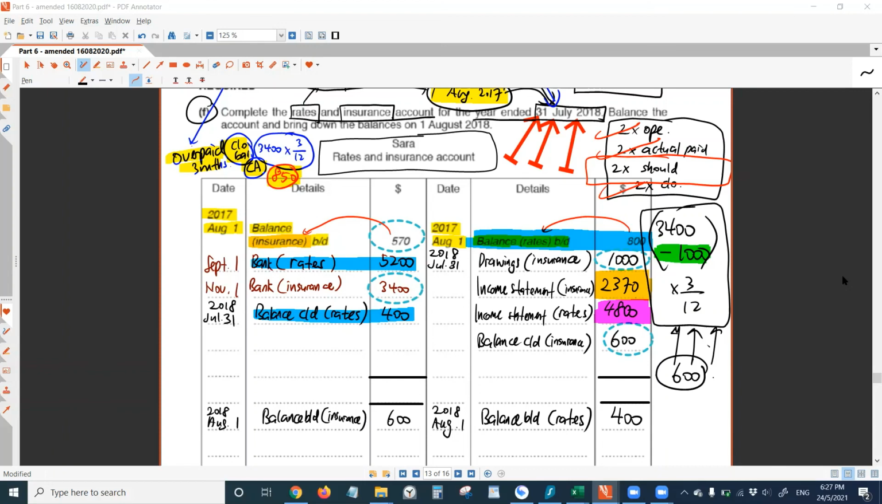If they are not the same, it means you make a mistake. So let's do it. 9570 for the debit column. $9,570 for the credit column. It means that we have done it correctly.